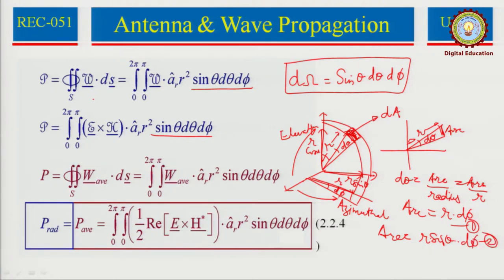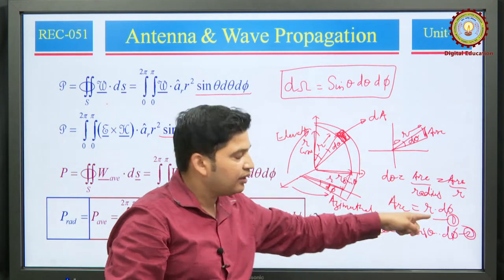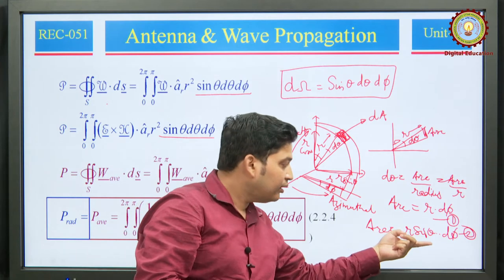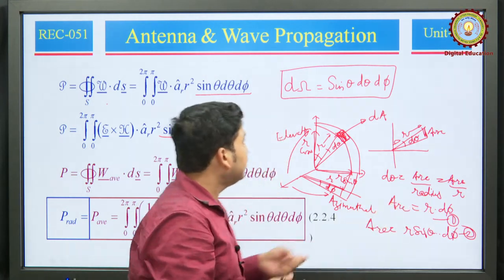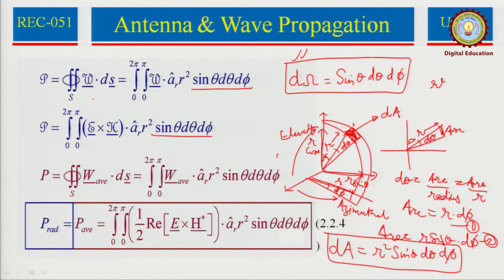So, equation number 2. Now remember, what is the beam solid angle? It is the product of the latitude arc, equation number 1, r into d theta, and the longitude arc, equation number 2. Multiplying these values gives the incremental area, which is represented as dA, and this dA is nothing but the product of these two values: r into r, r square, sin theta d theta d phi. When you divide this by r square, it is converted into the solid angle, whose value is sin theta d theta d phi. From here we get the concept of the solid angle. I hope you remember this.